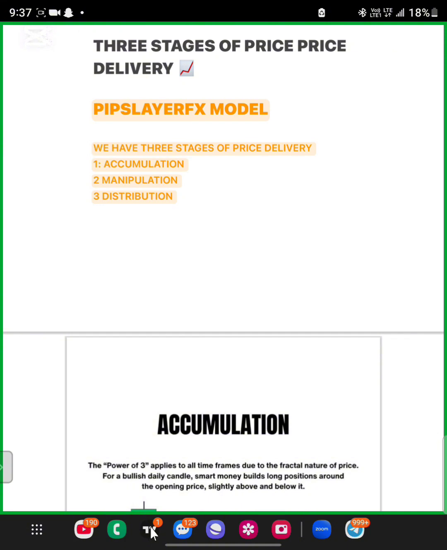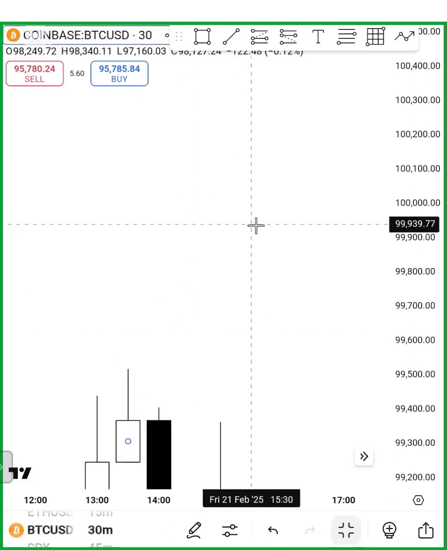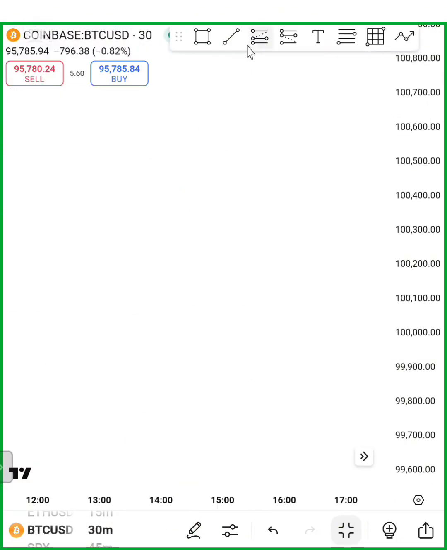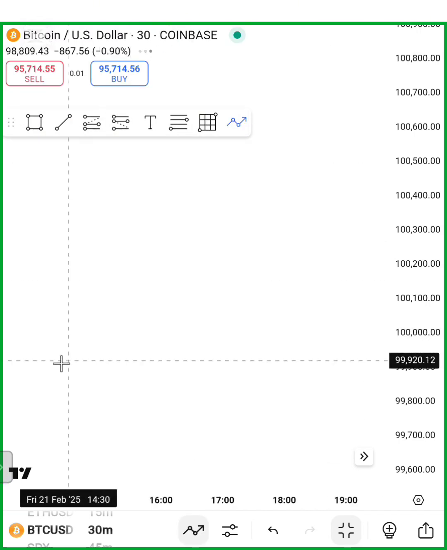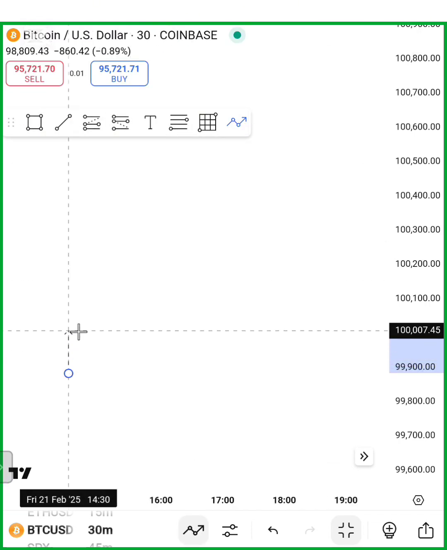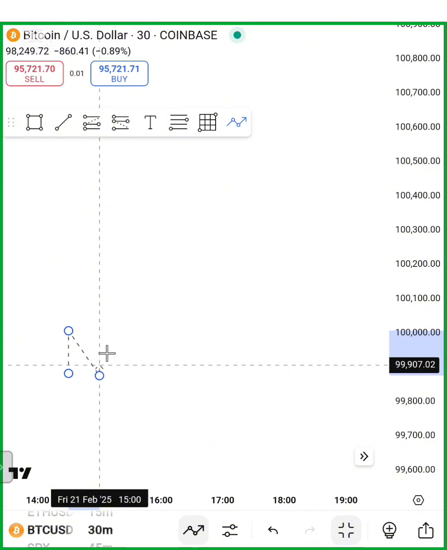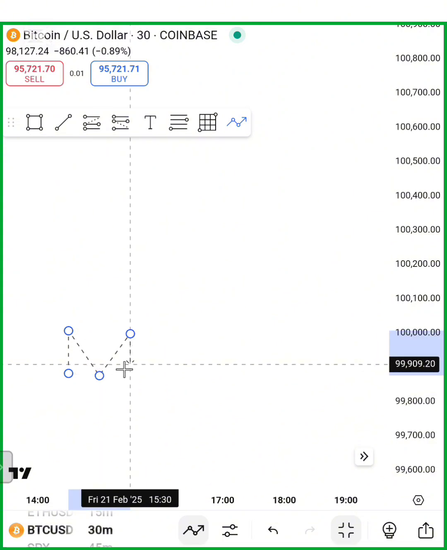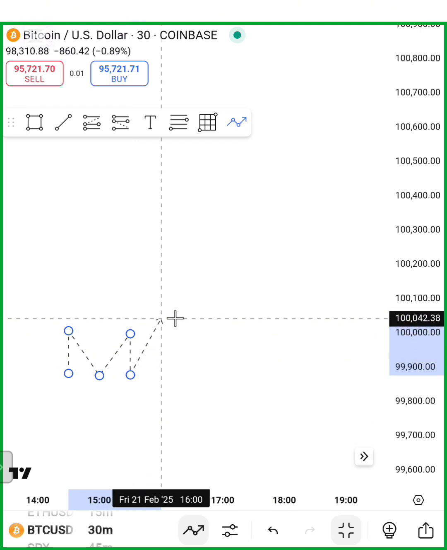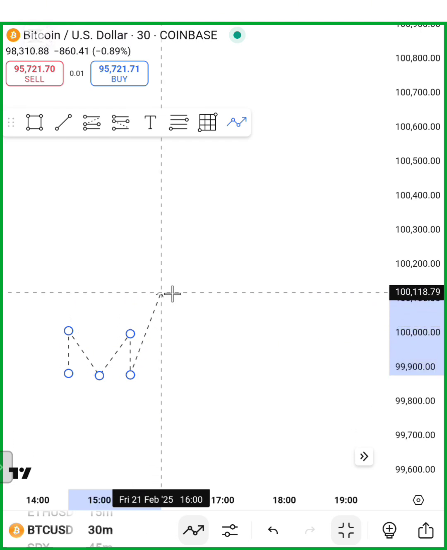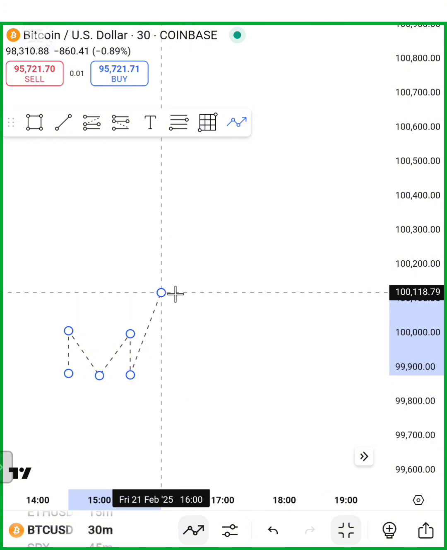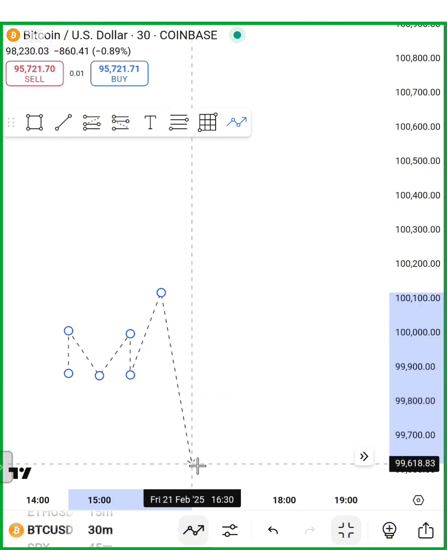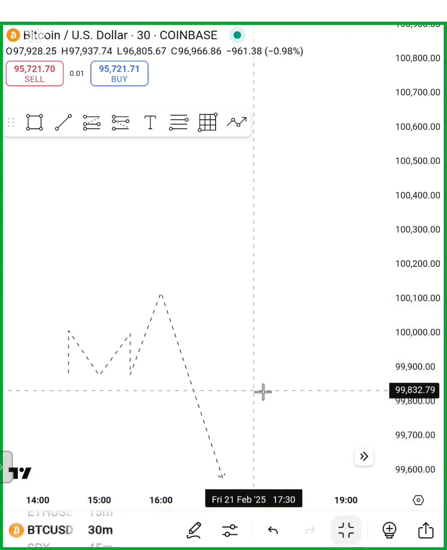Now let me show you an example of AMD on the charts. This can be an accumulation. You can see this is accumulation. Then what happened? Manipulation. Tricking people that the market is going to the upside. Then what happens after manipulation? It will be distribution.